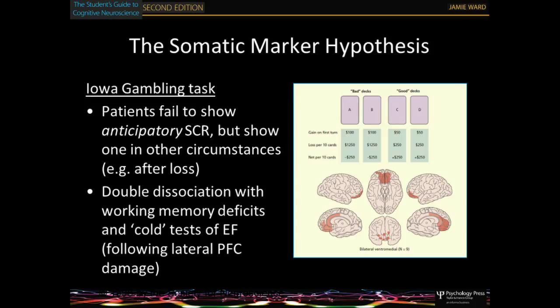But one of the key things about this is that performance on this task doesn't go well with other tests of executive functions, like the Wisconsin card sorting, where you swap between colour and shape and number, or the Stroop test, in which you're swapping between reading a word and saying the colour of a word, for instance. These two effectively double dissociate.